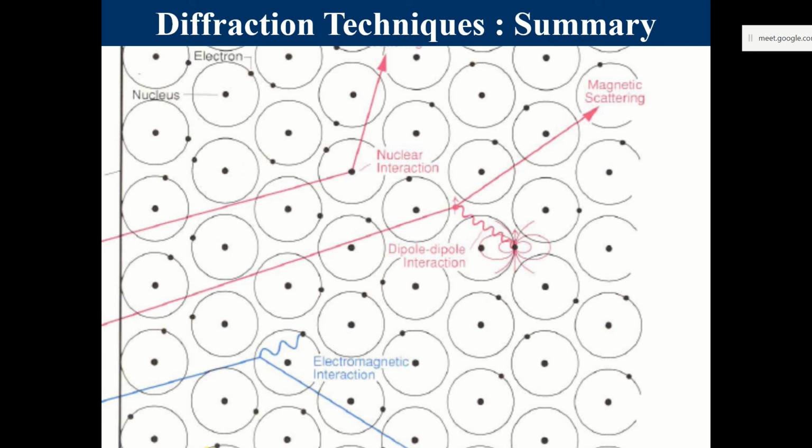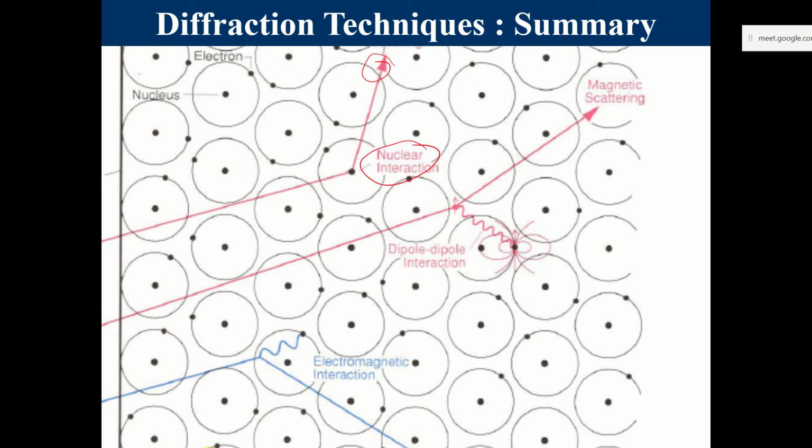The red one is the neutron beam. A neutron travels through this. Most of the time it passes through unhindered, and only gets scattered when it meets a nucleus. So this is the scattering of neutrons.